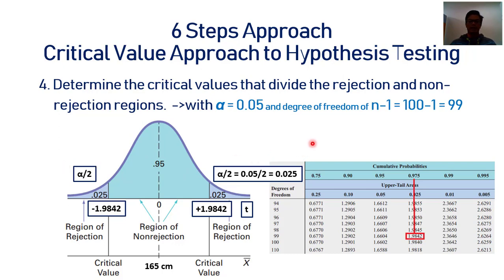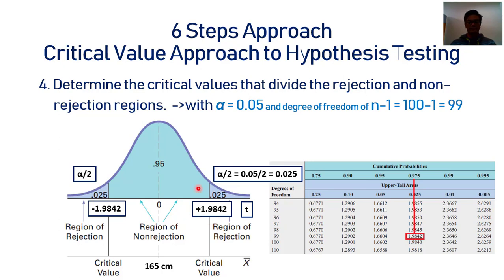And by using the t table, we have two pieces of information, the alpha value and also the degrees of freedom. Then we simply pick the appropriate t value for determining the critical value of t. So here we have the degrees of freedom of 99, and at the upper tail we choose 0.025, and then we have the value of 1.9842, and this value will be defined as the critical value.